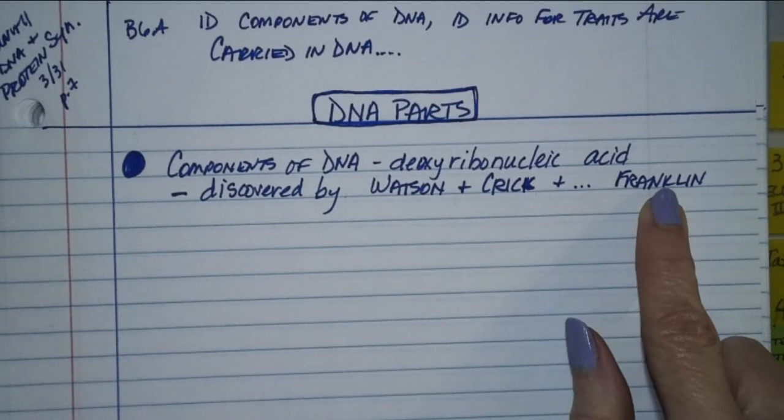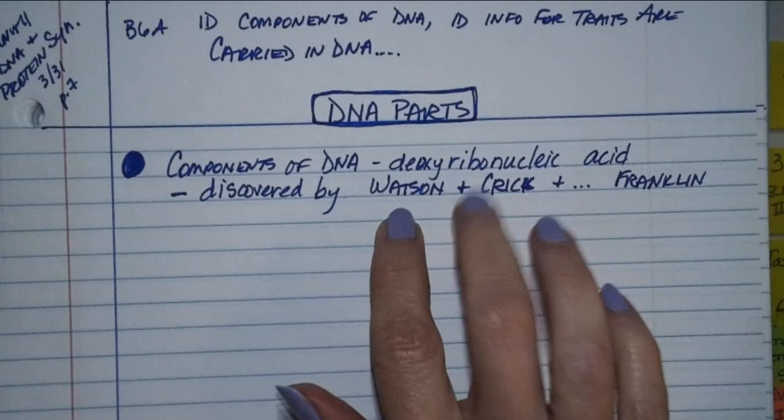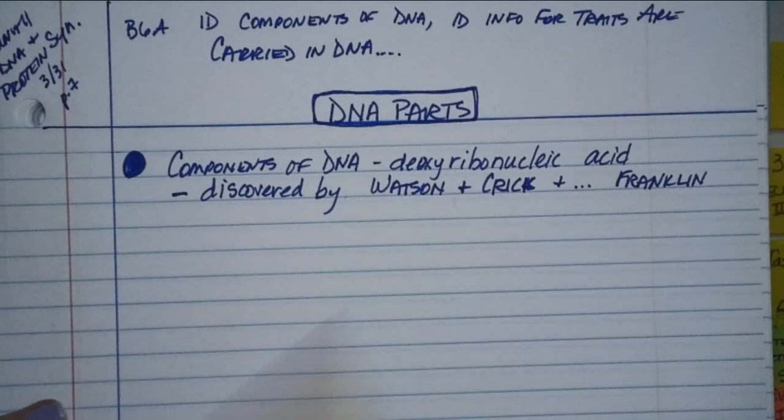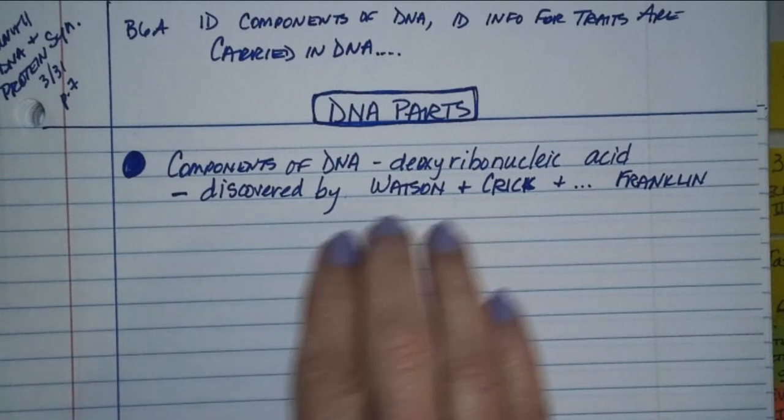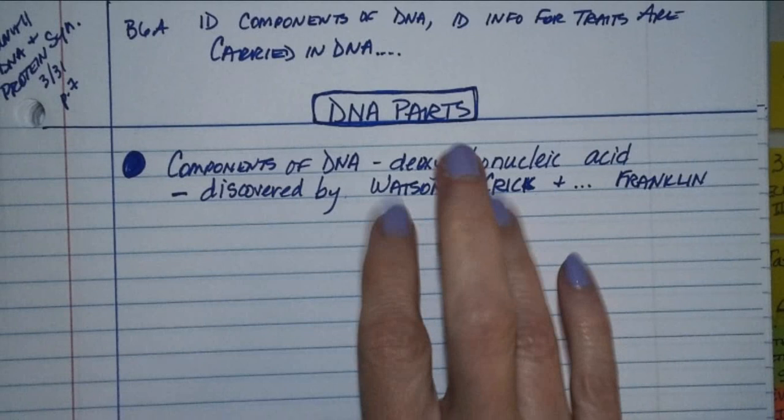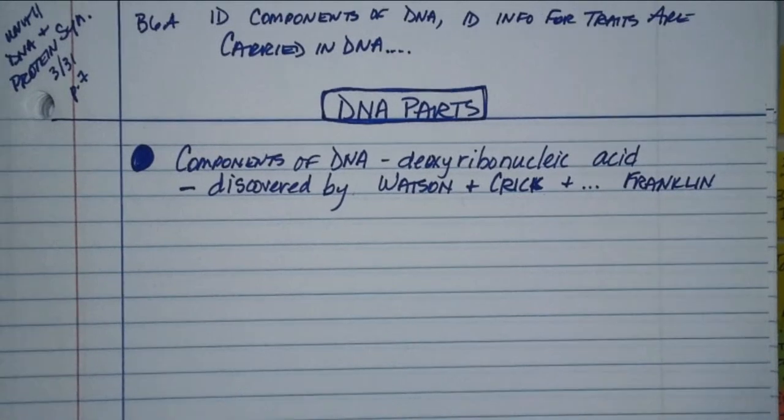So these guys, they're just big names. Kind of like, when we talk about physics, we bring up the name Einstein, right? When we talk about biology, these are the names, Watson and Crick, that we bring up. They're the ones who figured out the structure of the DNA. So they are the ones that said, hey, it's a double helix.